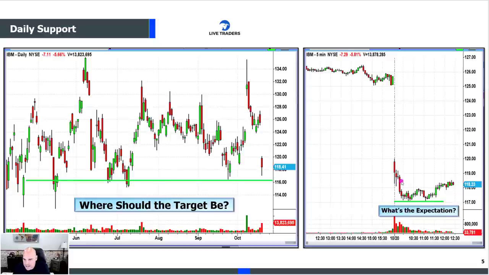Now, I'm not suggesting that there was a really good entry here because, well, there really wasn't a good entry. It's more about understanding during the gap pre-market what the parameters are going to be.